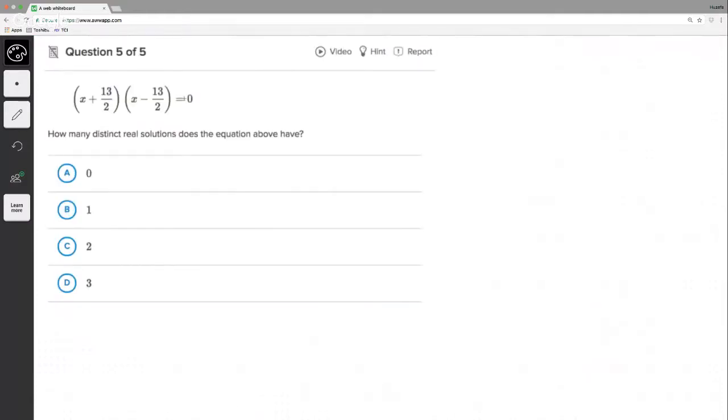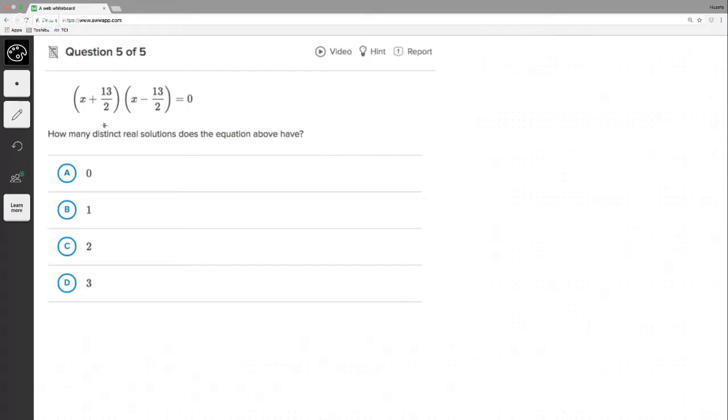So we have, how many distinct real solutions does the equation above have? All right. This is, again, this is a difference of squares. It's already factored. What does that mean, distinct real solutions? We're trying to find, again, we have x plus 13/2 times x minus 13/2. We're trying to figure out what's two values, or values, whatever, we don't know, will make this thing go to 0.